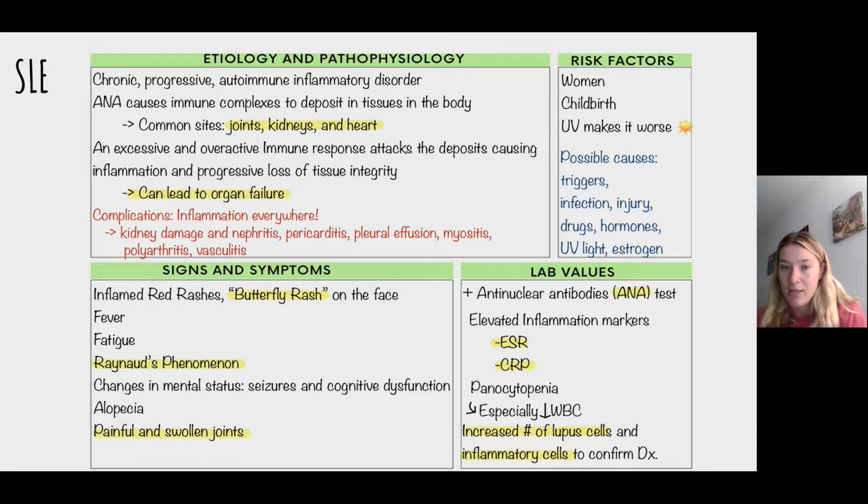So how do we test if our patient has this? Again, they're going to have a positive ANA test. We can also assess them for inflammatory markers. Our ESR and our CRP are big ones. These patients will have pancytopenia, a decrease in white blood cells. They're also going to have an increased number of lupus cells and inflammatory cells. And that's really how we're going to diagnose them with lupus, because inflammatory markers alone aren't enough. Any patient can have those markers if there's any sort of inflammation.